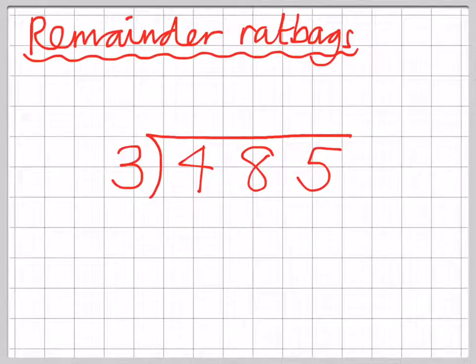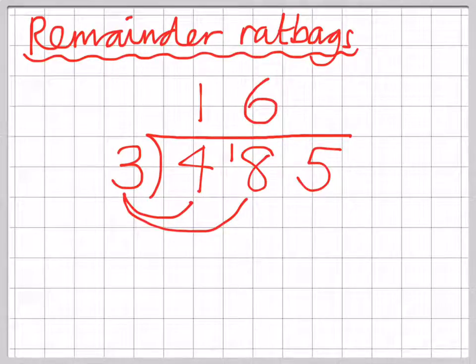Next we have ones which give us a remainder at the end of the sum. Let's follow this one through using the same method. How many 3's are there in 4? There's 1 with 1 left over, so the 1 goes in front of the 8 to make 18. How many 3's are there in 18? There are 6 with no remainder left over.